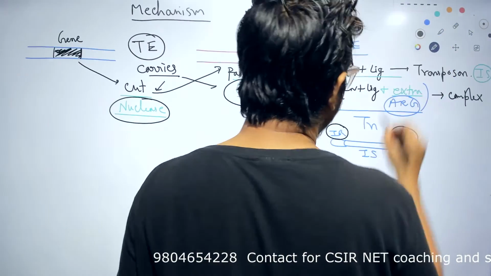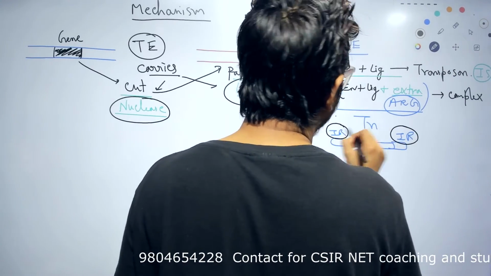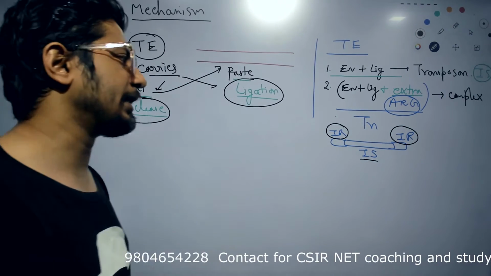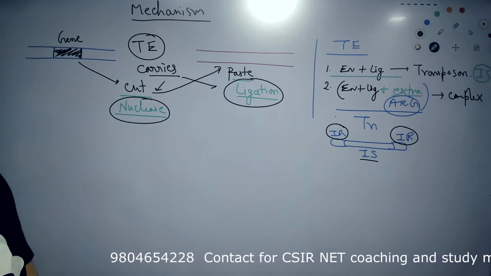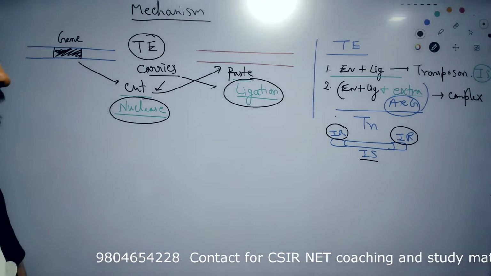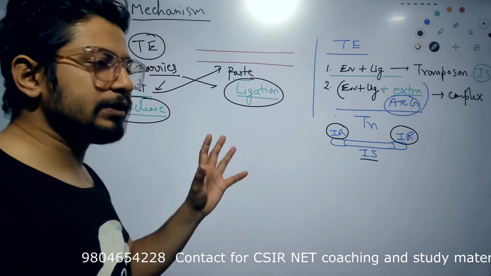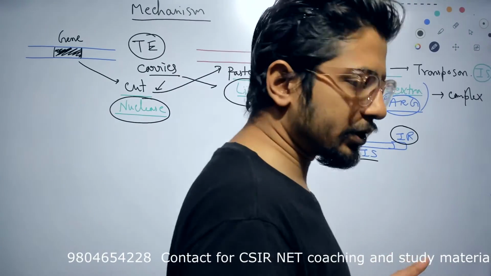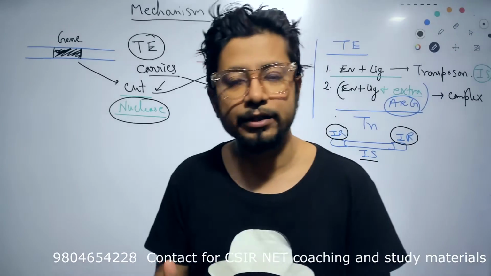Whatever things are present in the IS element are present here, plus the inverted repeats that are present here. That is very, very important, and that is what we find here. Okay, so this is the overall mechanism of transposition and what functionality they should have.